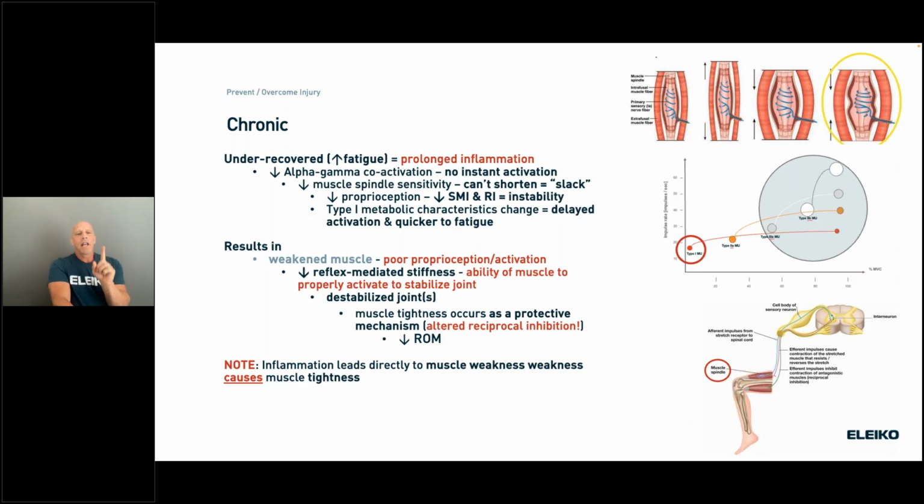So the note here is inflammation, the prolonged inflammation, leads directly to muscle weakness. And that weakness is what causes the muscle tightness. So if you address the weakness, you will remove the tightness. That's neurophysiology. And I'll explain that more. What's the cause of chronic injury? Incomplete, improper recovery strategies. That's it.